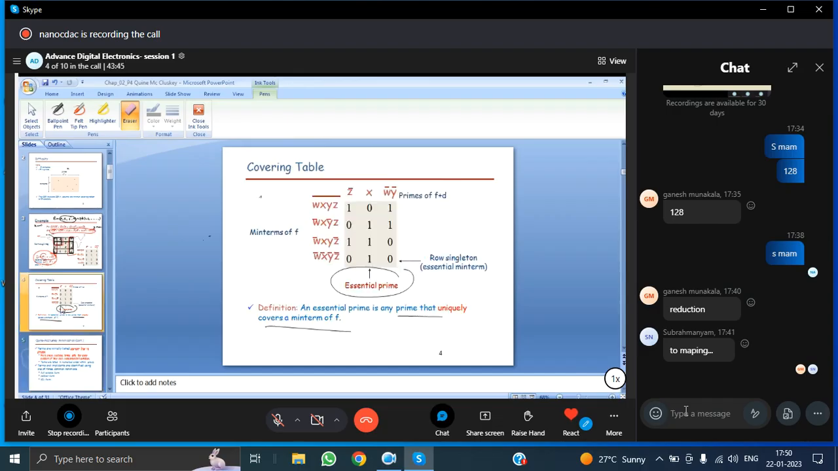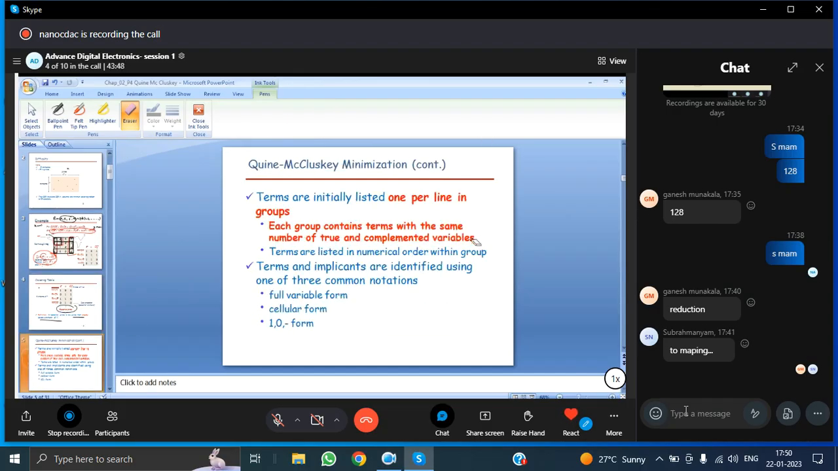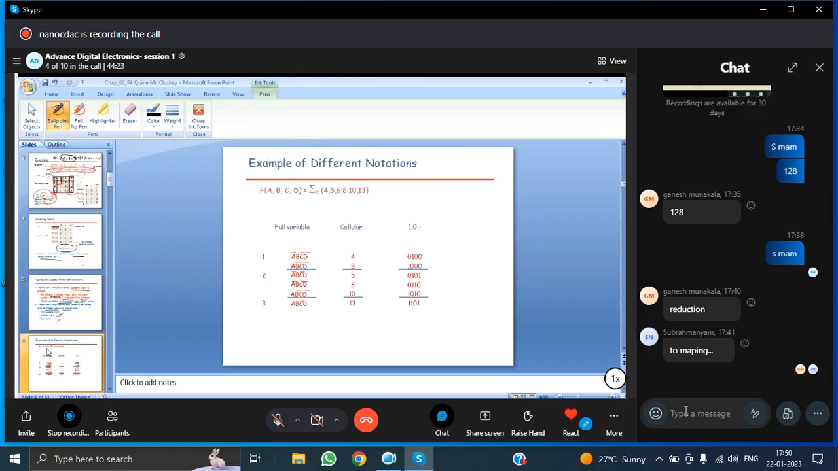Now if we go for tabular minimization, here the terms are initially listed 1 per line in groups. We will make groups. Each group contains terms with the same number of true and complemented variables, and these terms are listed in numerical order. Okay, I will show you, don't worry. Terms and implicants are identified using one of 3 common notations. In the tabular method, we can go with full variable form, cellular form, and 1-0 form. So we can go with any form.